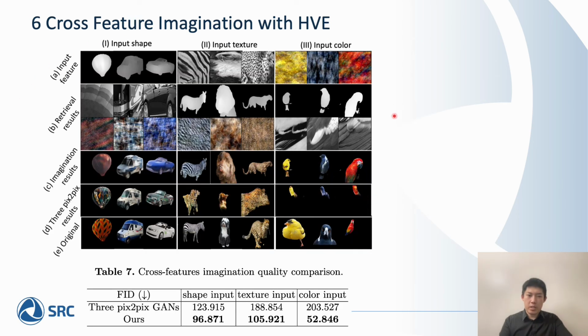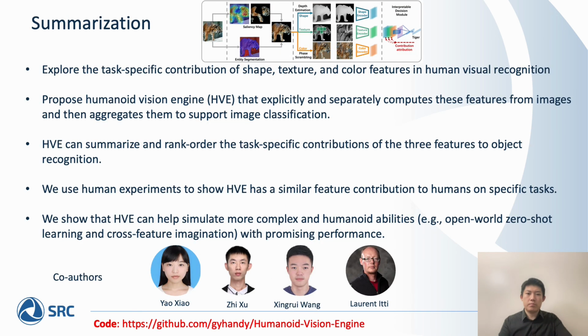So here are the results. Given the different input features, our method can first retrieve the corresponding other features and then make the final imagination. This is the original image, which can be treated as the ground truth, and the synthesized one makes sense. The baseline is we use 3 pix2pix GANs where each GAN is responsible for only one feature, but the performance is not as good as ours, especially for texture and color.